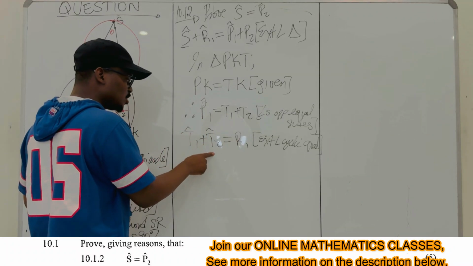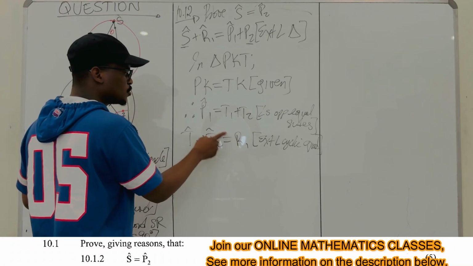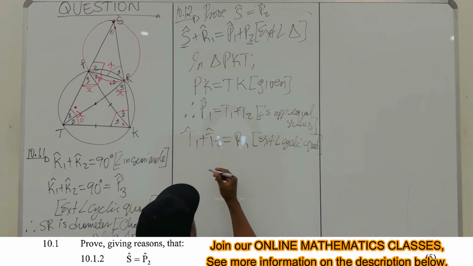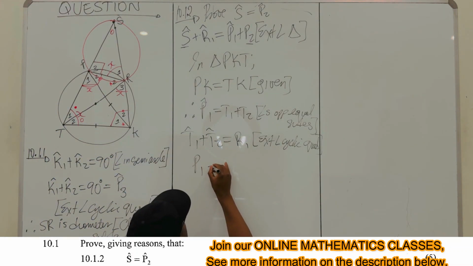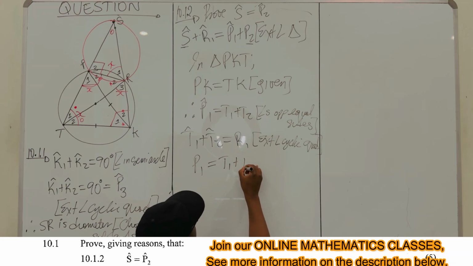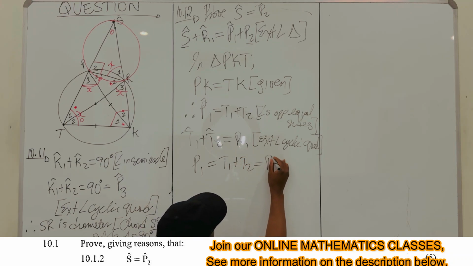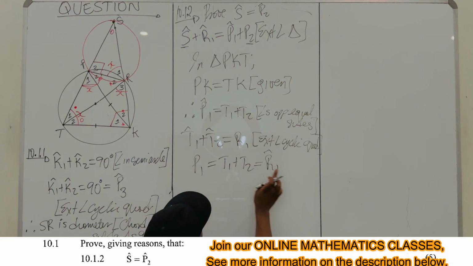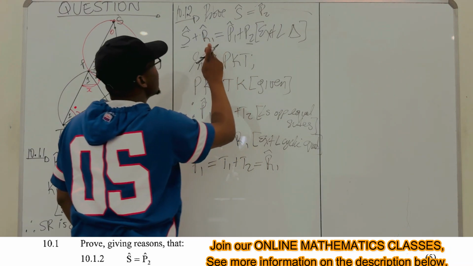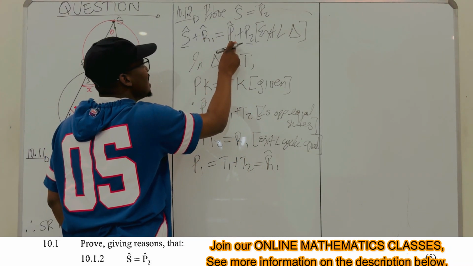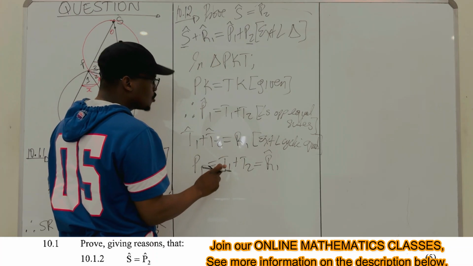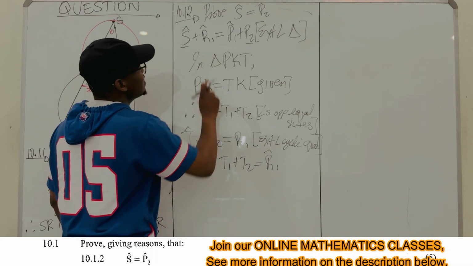The same T1 and T2 is equal to R, which means these two things are equal. Because look, I can say P1 is equal to T1 plus T2, which is also the same as R1. So we have shown that P1 is equal to R1. Right? So on this top thing, we can have P1 here and P1 there because P1 and R1 are the same. So let's substitute P1 in the place of R1.